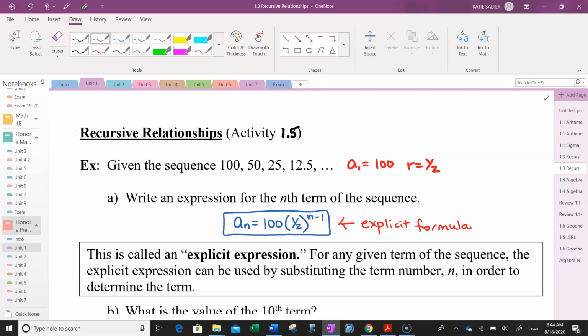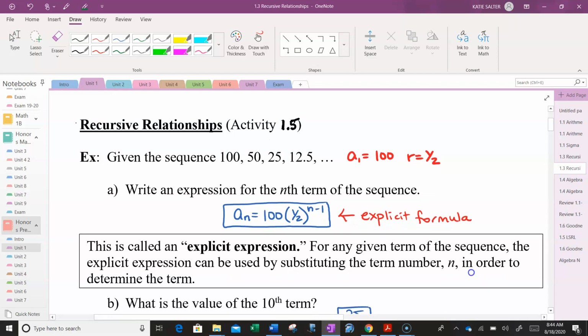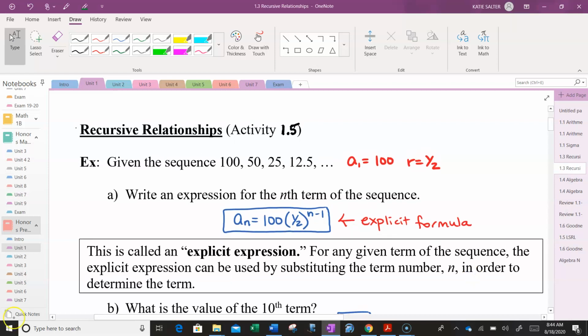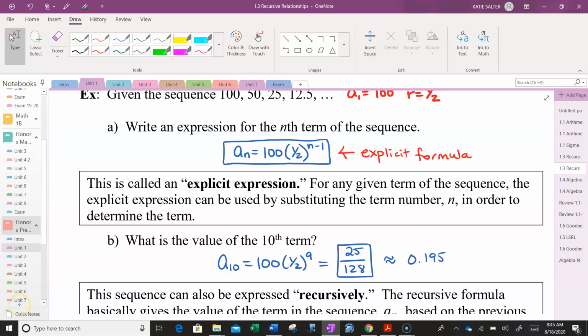So go ahead and do the next part. What is the value of the 10th term in this sequence? Pause the video. When you're done, start the video back. All right, so we just substitute 10 for n, and that gives us 100 times 1/2 raised to the 9th power. When we evaluate that, we get 25 over 128, which is approximately 0.195.